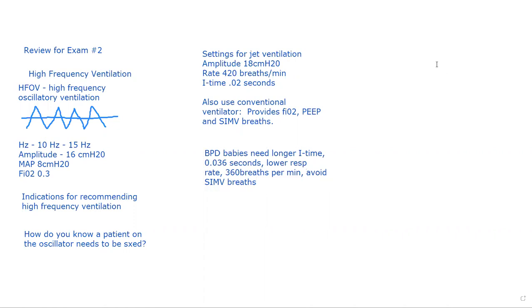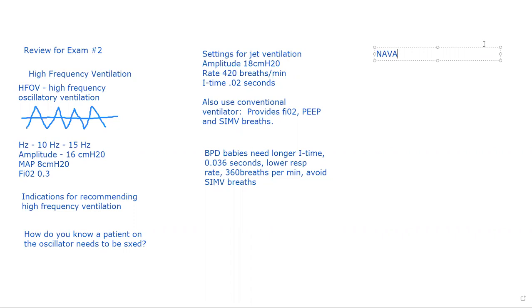All right, so that's it for high frequency ventilation. And now for NAVA, neurally adjusted ventilatory assist. It's a catheter that is put down the esophagus and sits in the stomach, but the catheter has little metal sensors that can pick up the electrical activity of the diaphragm. And then that catheter is attached to the servo ventilator.